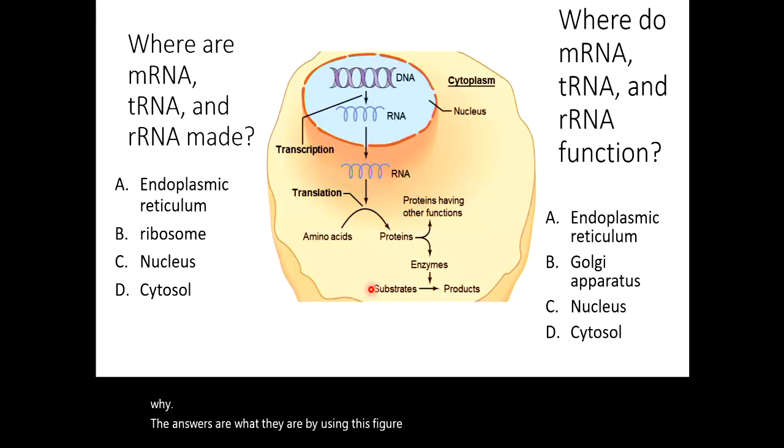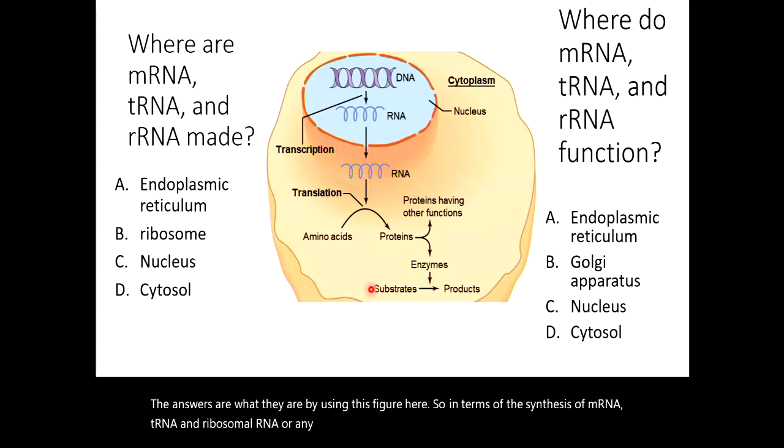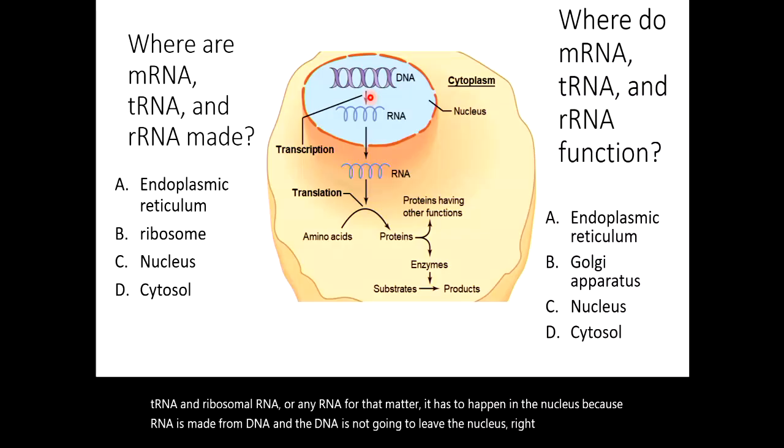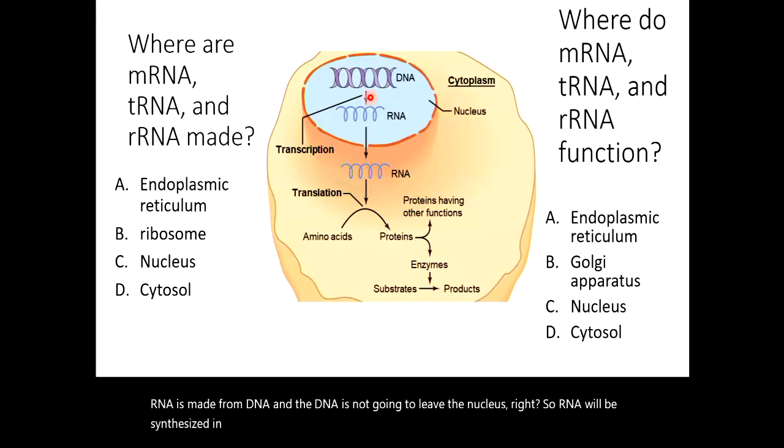In terms of the synthesis of mRNA, tRNA, and ribosomal RNA, or any RNA for that matter, it has to happen in the nucleus because RNA is made from DNA, and the DNA is not going to leave the nucleus, right? So RNA will be synthesized in the nucleus. So that's why the answer for the first question was nucleus.